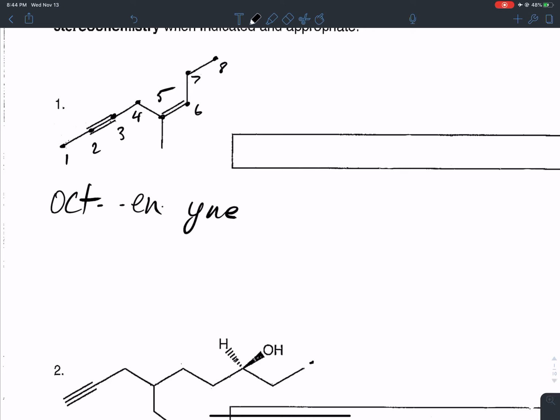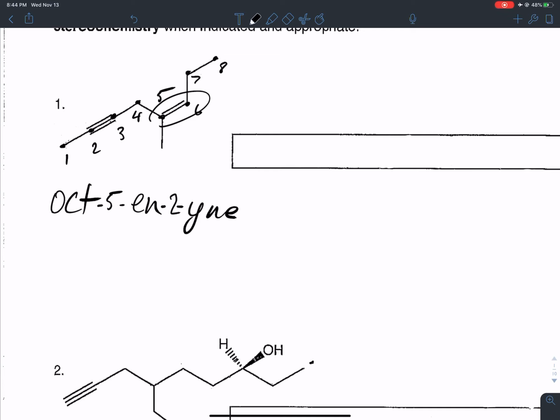I know there's different ways to shuffle it around. I prefer this way, and I'll show you why. So our ene, is our ene our double bond or our triple bond? Ene is the double bond, exactly. So that's the one on 5, right? So we're going to say oct 5 ene. And where's the yne? 2. So 5 ene, 2 yne.